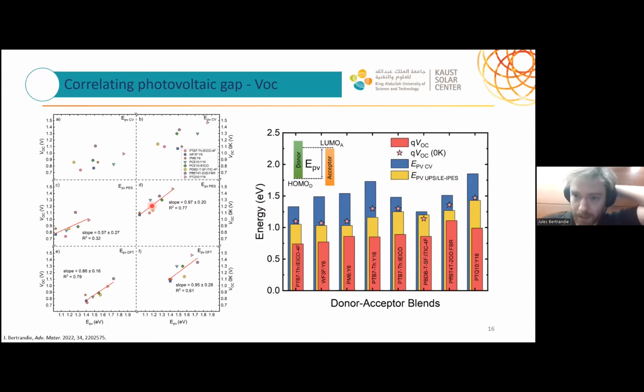When we look at the PES, we see a better trend. In the case of the VOC, it's not clear, but in the case of the VOC estimated at 0 Kelvin, we see that there is a clear trend, and you can see it in this graph, where you see the EPV from PES that clearly follows the VOC estimated at 0 Kelvin. So here it's a first clue about which method we should maybe focus on.